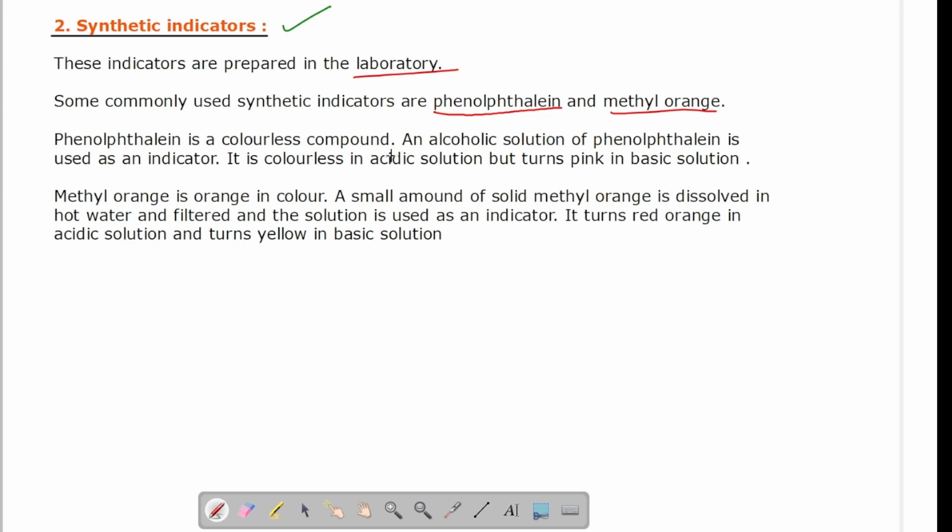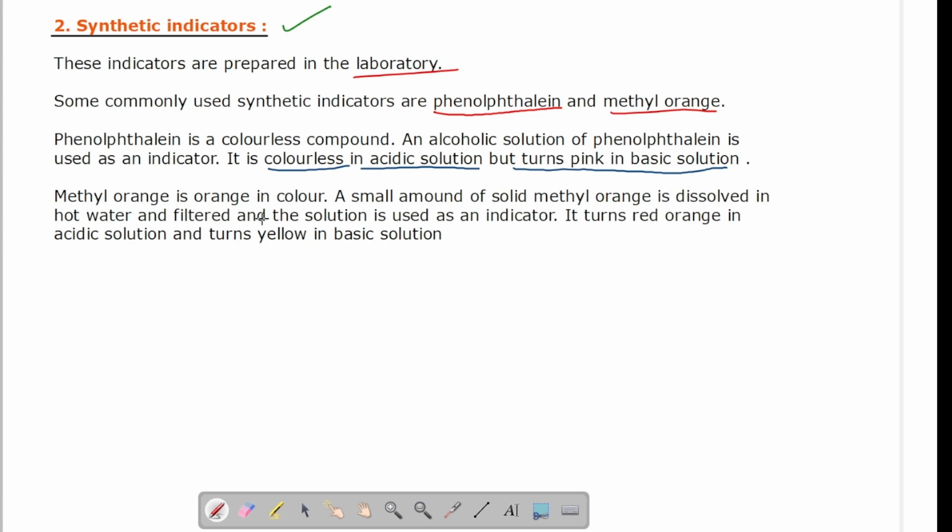Phenolphthalein is a colorless compound. How do we use this indicator? An alcoholic solution of phenolphthalein is used as an indicator. Remember, phenolphthalein indicator is colorless in acidic solution, but it turns pink in basic solution. Originally, it is a colorless compound and it remains colorless in case of acidic solution, but it turns to pink color in basic solution.